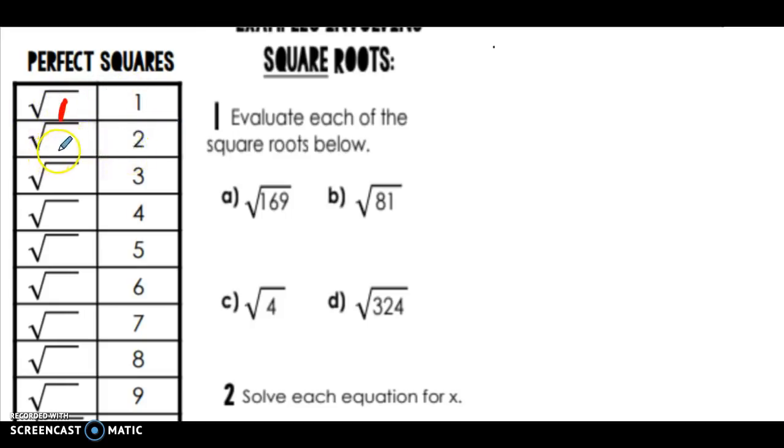And then what number times what number gives you 4? Well, 2 times 2 is 4. So the square root of 4 is 2. And 3 times 3 is 9. So the square root of 9 is 3. And you probably have already figured out the pattern here. 4 times 4 is 16. 5 times 5 is 25. 6 times 6 is 36. 7 times 7 is 49. 8 times 8 is 64.